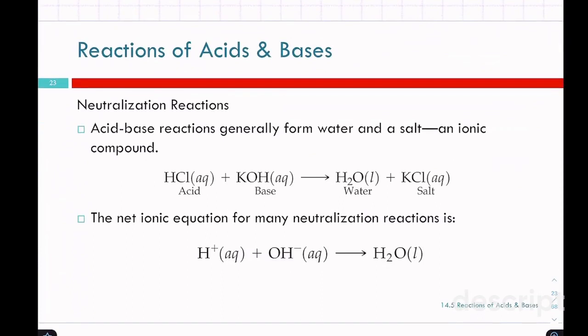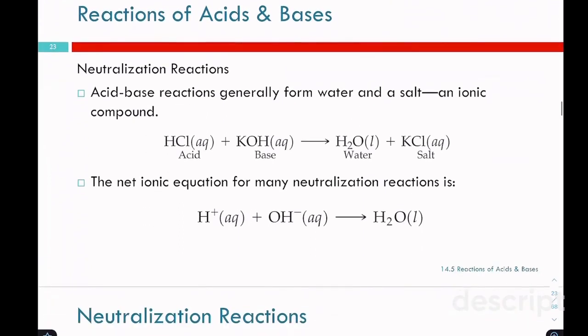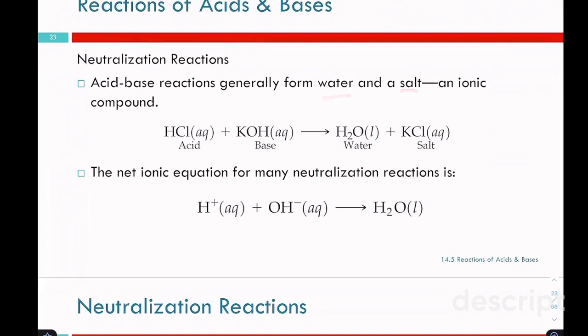So acids and bases, if you have one of each in a solution, they will neutralize each other. So they will form water and a salt. We've talked about these types of reactions before, but didn't really talk about what acids or bases were. So we have our acid, hydrochloric acid, and potassium hydroxide as the base, and they form water and a salt. And so the net ionic equation for most neutralization reactions is going to be H plus plus OH minus makes water.